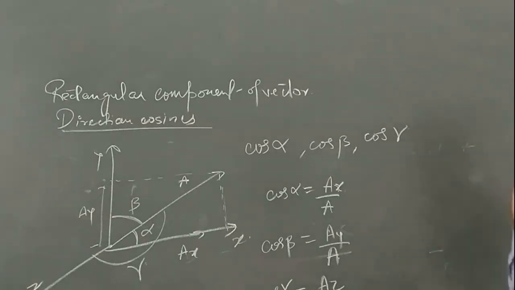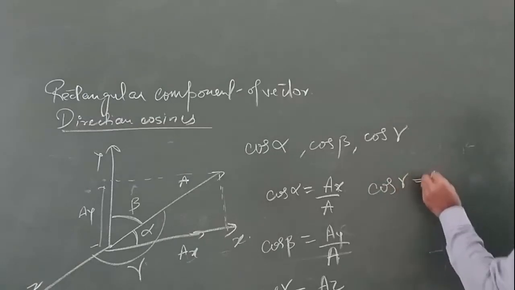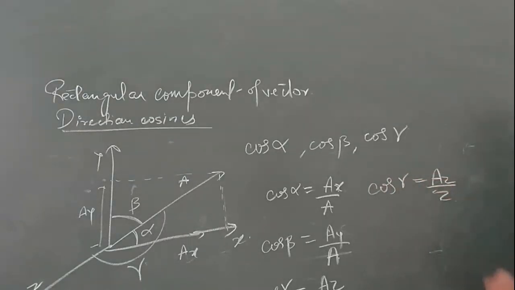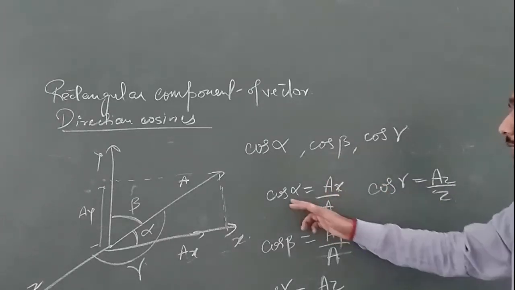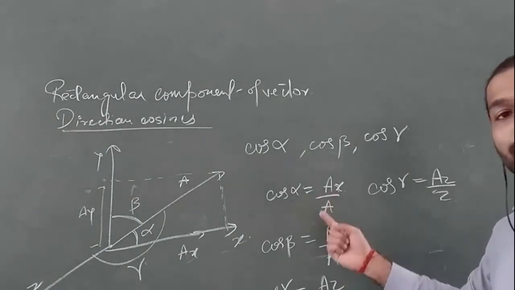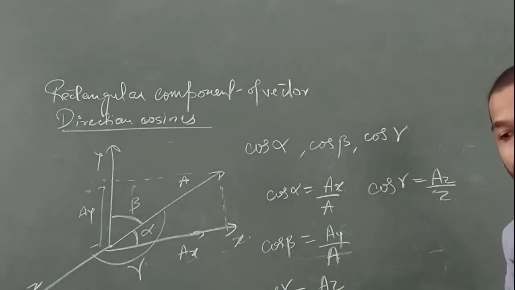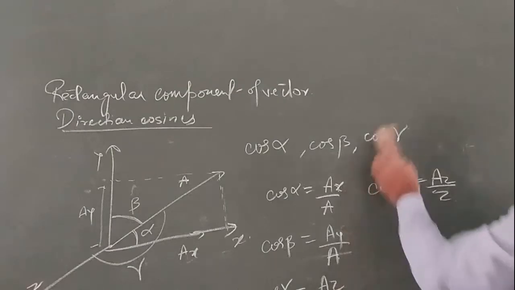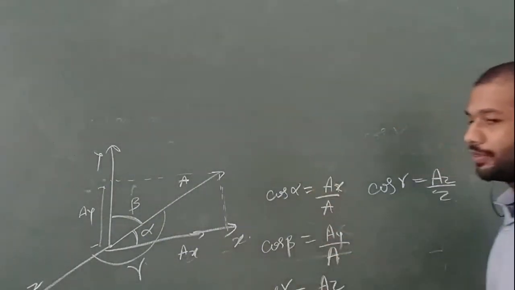Okay, so this is what we have written. Cos gamma is given by Az upon A. So these are the values defined as cos alpha, cos beta and cos gamma. These are the direction cosines that you can write to give the direction of a vector in a particular direction. Now there is one conclusion that we want to write with these direction cosines. So let's see what it is.